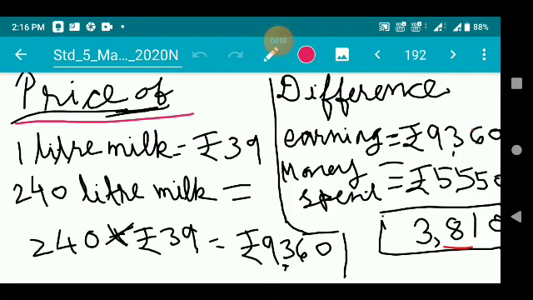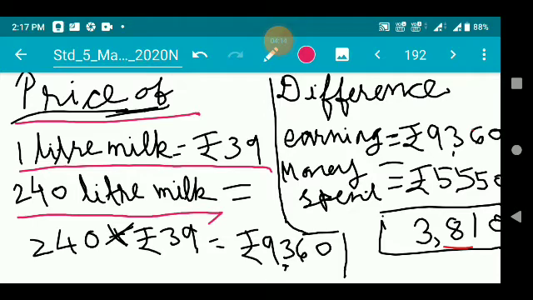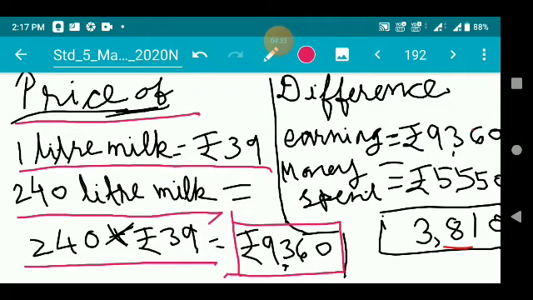Here price of 1 liter milk is rupees 39. So price of 240 liter milk is equal to 240 multiply with rupees 39, because the price of 1 liter milk is rupees 39. So 240 liter multiply with rupees 39. When we multiply this, we will get rupees 9,360 as the product. So this is the earning from the milk.